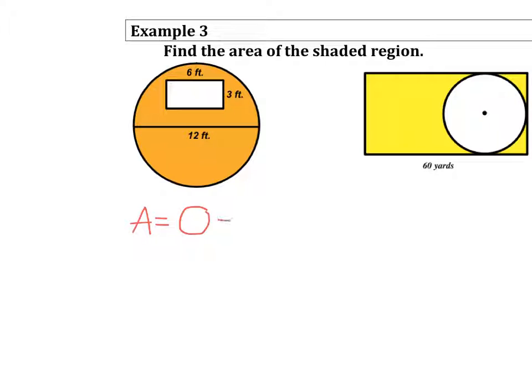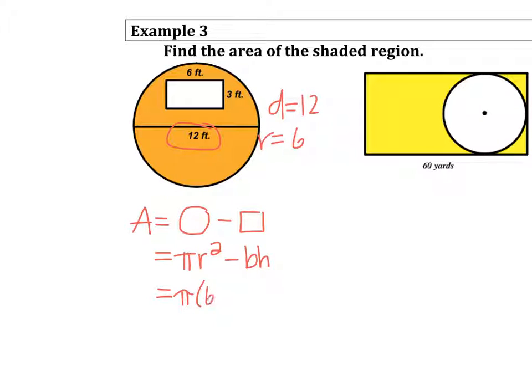I like to write down my pieces I'm subtracting and adding, and then write down my formula. This keeps me organized. The area of a circle is pi r squared. My rectangle, we should be very good at these by now, base times height. And then I fill in all my information. 12 feet is the diameter. So my radius should be half, 6. Base times height of my rectangle, the dimensions were 6 and 3.